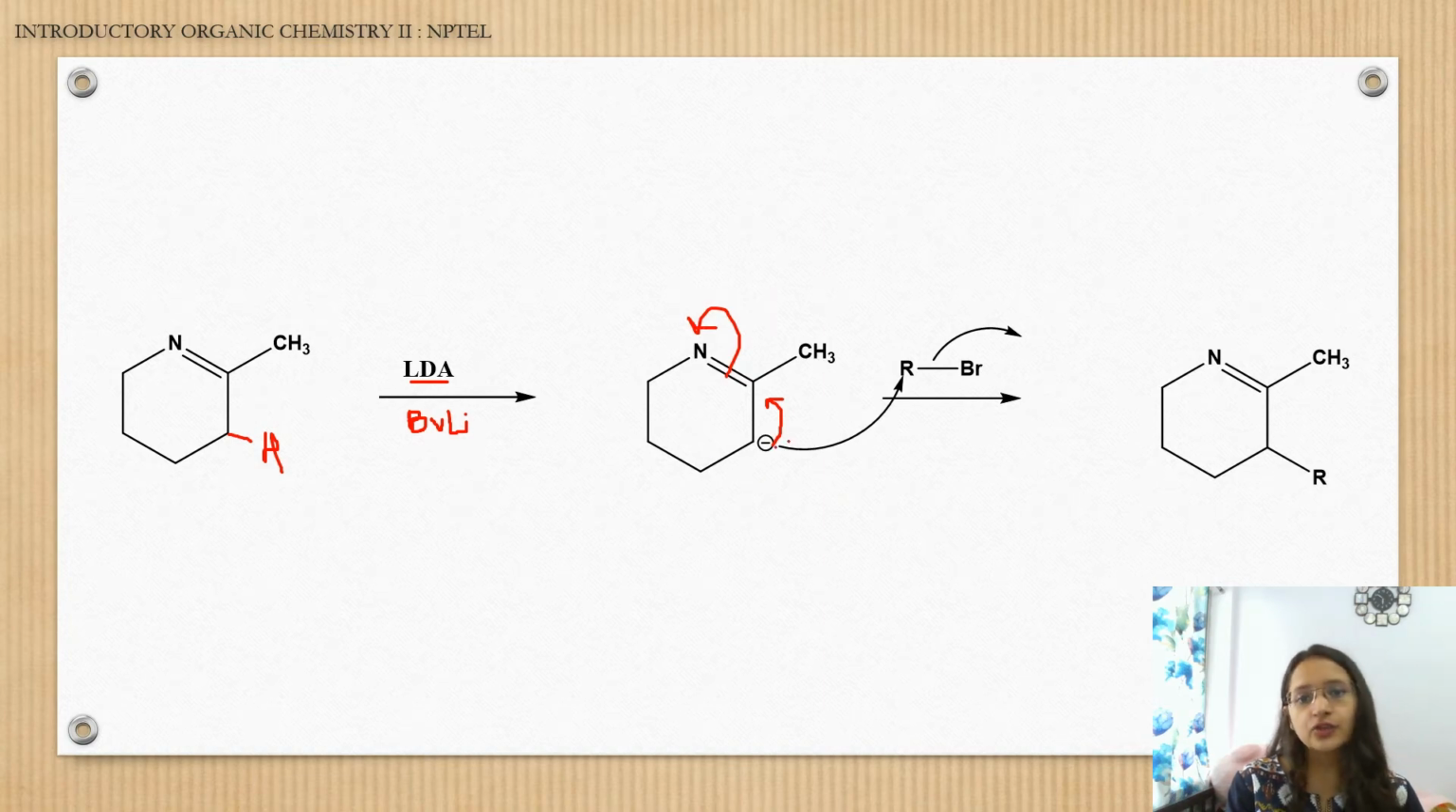So this anion now attacks this R-Br, and Br is knocked out, because Br is a minus species, right? This is nucleophilic in nature, and this R is the electrophile which is present here. That is why this anion, being a nucleophile, attacks the electrophile, and this R is getting substituted here. So this kind of alkylation takes place.